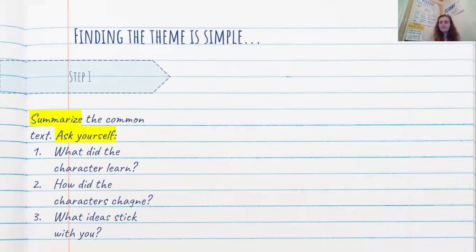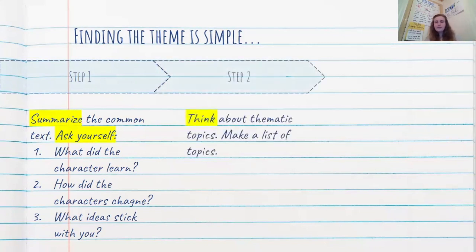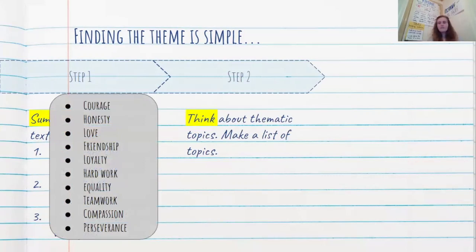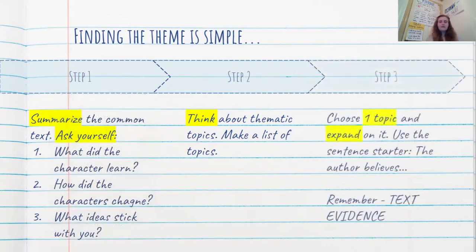So that's step one. Your second step is going to be to think about thematic topics. We have our list of different topics. These aren't all the thematic topics, but they are some of them. So you are going to think about which of those topics relate to your story. Then your third step is going to be to choose one of those topics and expand on it. You can always use the sentence starter, the author believes, and explain that thematic topic. And then your next sentence is going to include your text evidence, so proving your point.